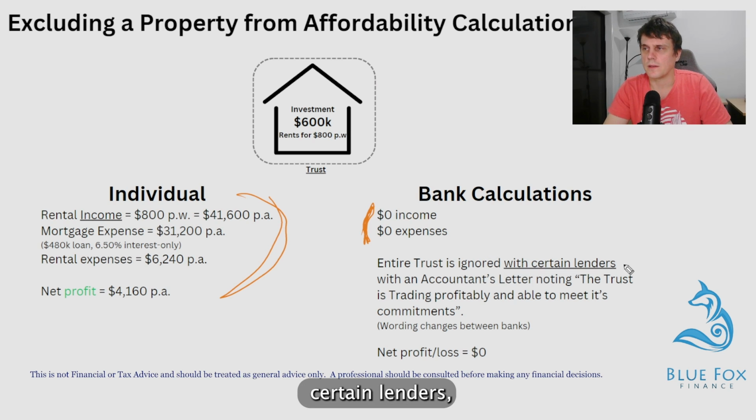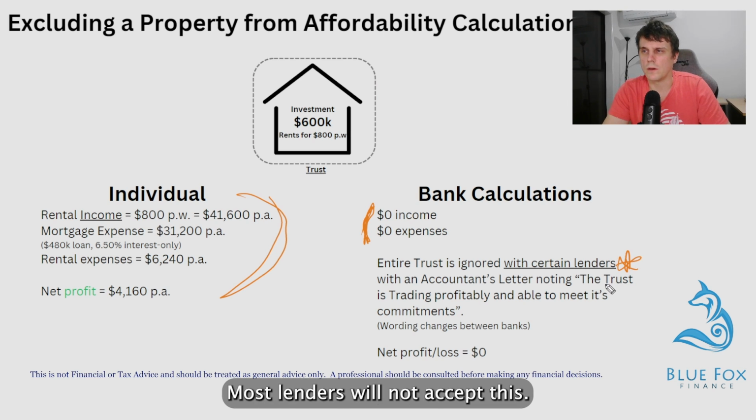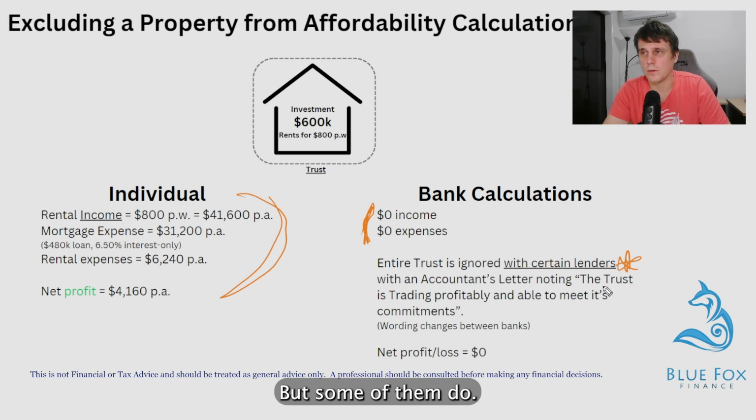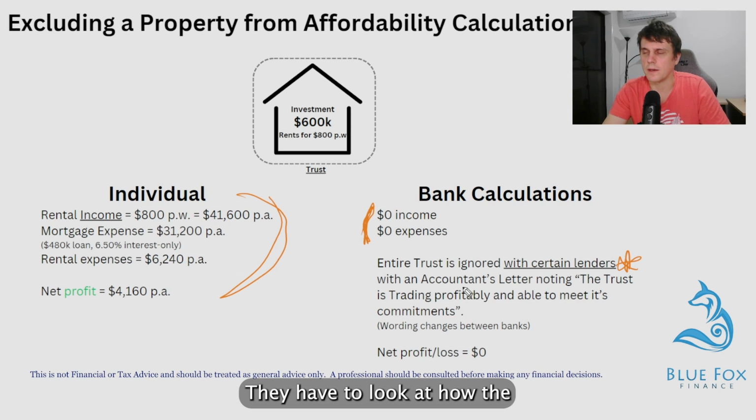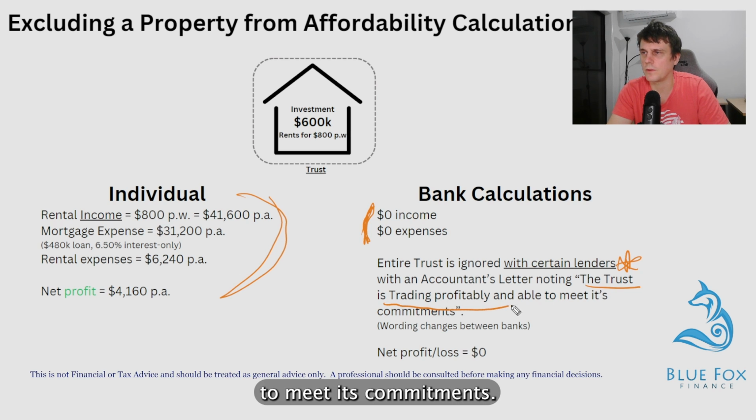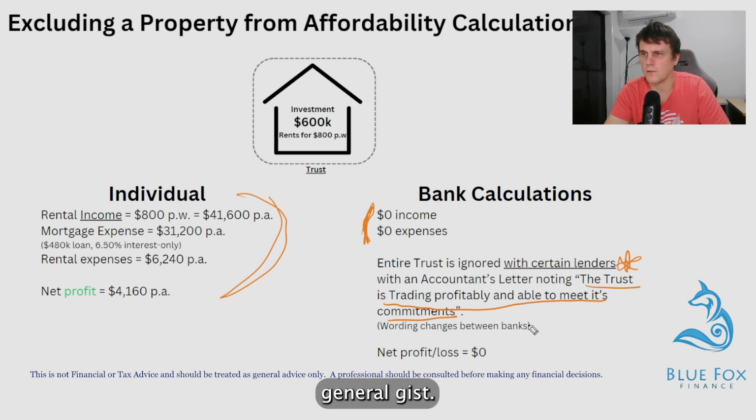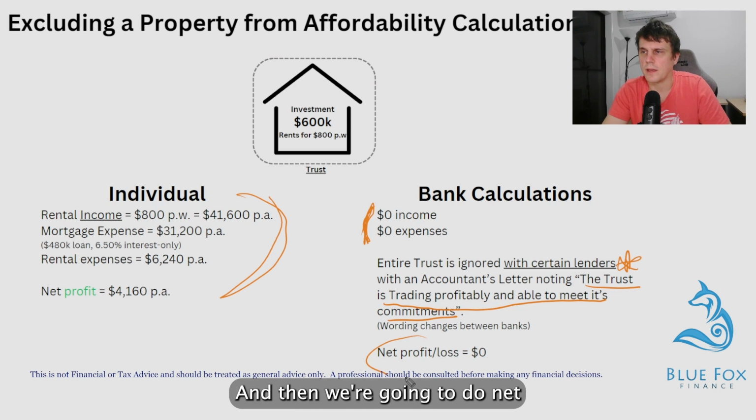Now we can only do that. So firstly, certain lenders, that's really important. Most lenders will not accept this, but some of them do. And then we have to get your accountant. They have to look at how the trust is trading, and they have to write you a letter that says the trust is trading profitably and able to meet its commitments. That wording changes a bit bank to bank, but that's the general gist. And then we're going to do net profit / loss of $0 in the affordability.